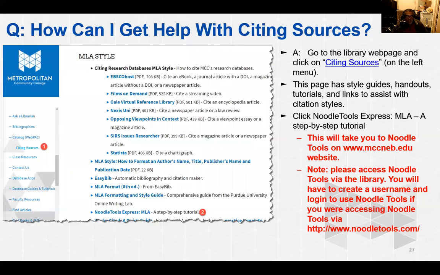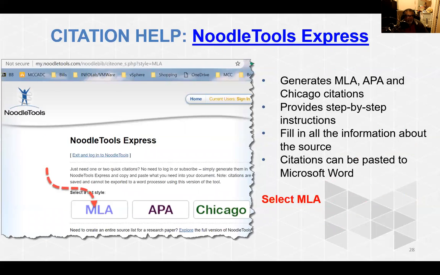You will have to create a username and a login to use NoodleTools if you are accessing NoodleTools via the web page. General MLA or APA and Chicago citations. These are probably some of the most famous ones. They provide step-by-step instructions. Fill in all the information about the source. Citations can be passed to Microsoft Word. As a matter of fact, Microsoft Word can build its own MLA, APA, and Chicago style citations.